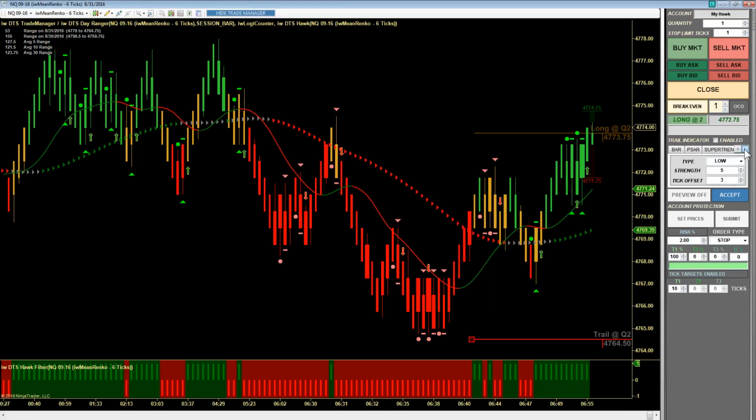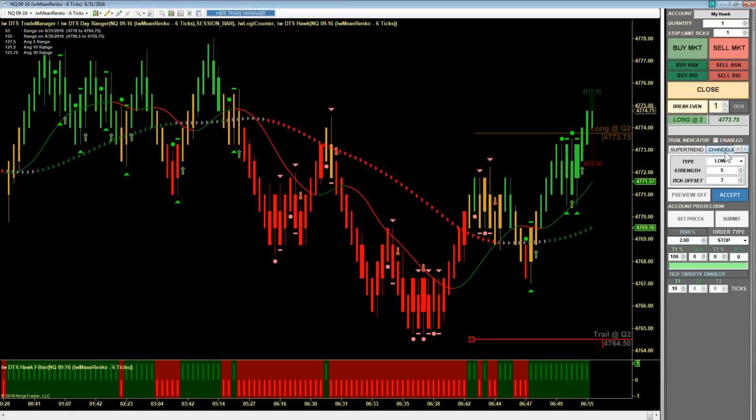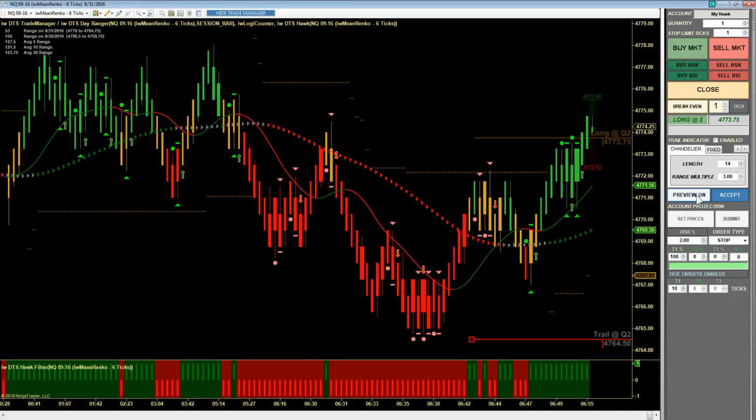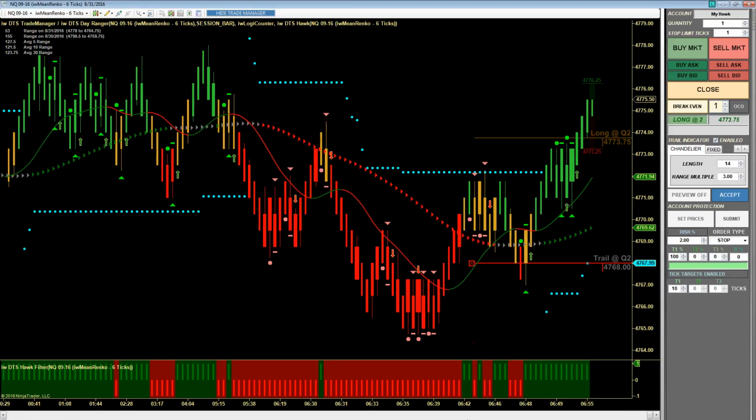Here, maybe we'll start with something a little bit more conservative, like the chandelier strategy. Yeah, that'll work. Let's go with the chandelier strategy. So watch what's going to happen here. I'm going to turn the strategy on. It's going to grab my stops and roll it here according to these blue dots. See that? And so now it will manage my position via the chandelier strategy.